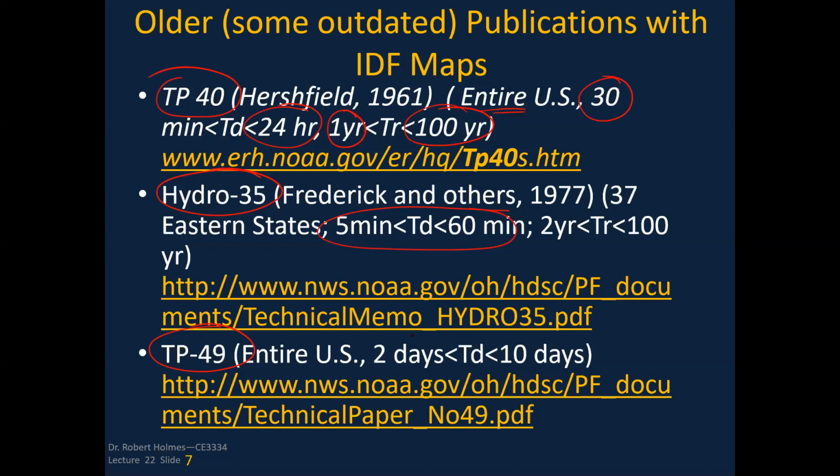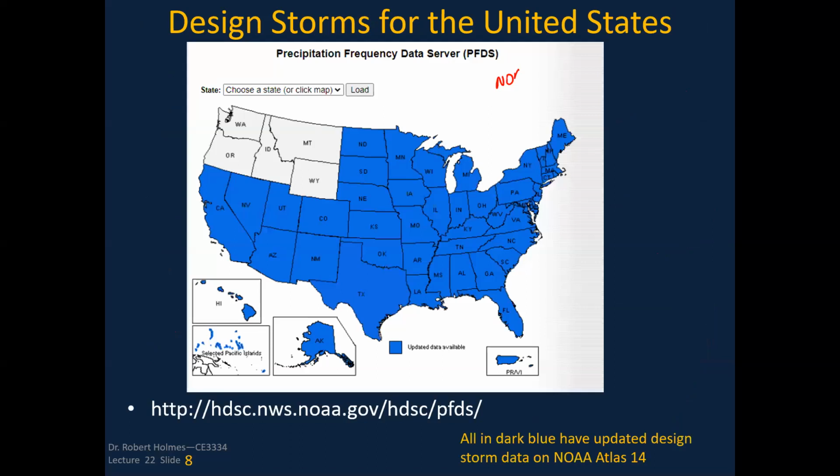TP49 looked at 2 days to 10 days. So this is large rainstorms over a number of days. And all these publications are no longer applicable because NOAA Atlas 14 has replaced them. If you look at NOAA Atlas 14, this is the map that tells you where the relationships are in terms of what states are applicable with NOAA Atlas 14.